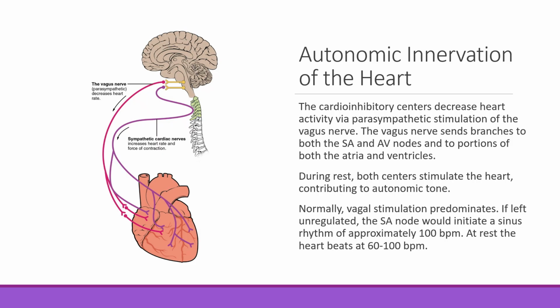The vagus nerve sends branches to both the SA and the AV node and to portions of both the atria and the ventricles. During rest, both centers, the cardioacceleratory and the inhibitory, stimulate the heart, and that creates what's called autonomic tone. So we had muscle tone in our skeletal muscles as well. We have the same thing going on with the heart. Normally, vagal stimulation is what's in charge. If it's left unregulated, the SA node would initiate a sinus rhythm of approximately 100 beats per minute, which is way too many. At rest, the heart beats at about 60 to 100 beats per minute.